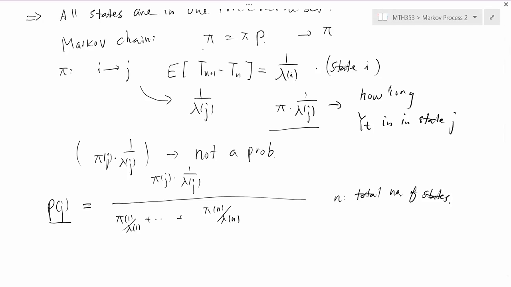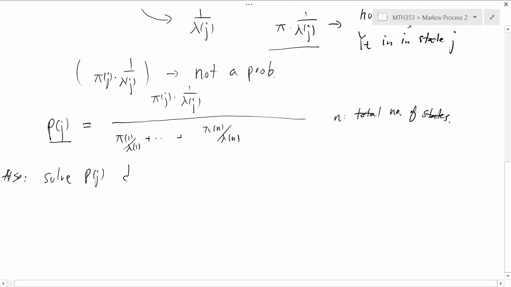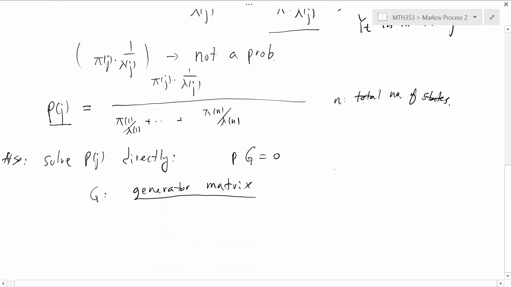But on the other hand, we can also solve this vector Pj directly. This is just an alternative way: solve Pj directly from another system. The system is called PG equal to 0, and G over here is called the generator matrix. We can easily see where this generator matrix is from, because we know pi is the solution of this equation.